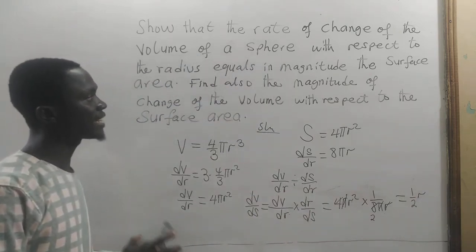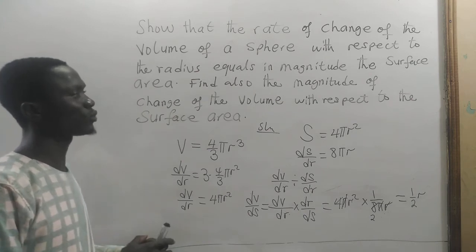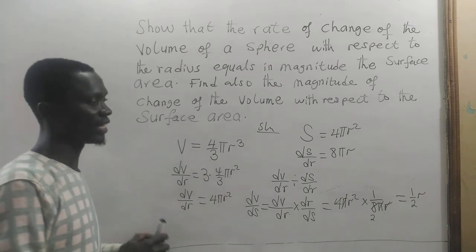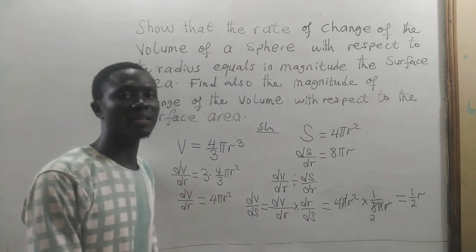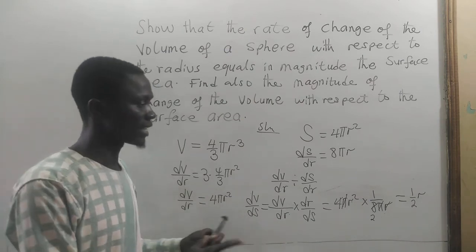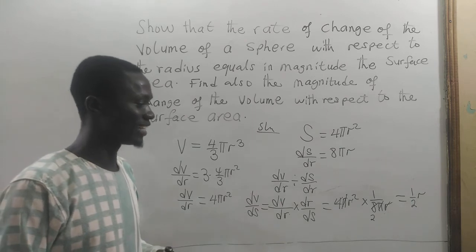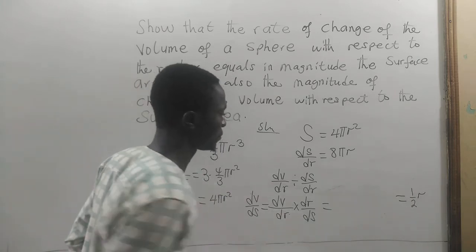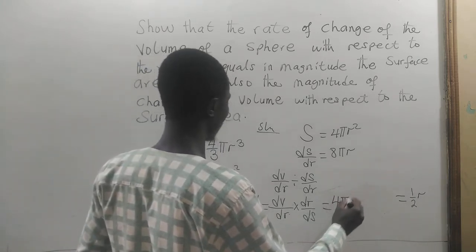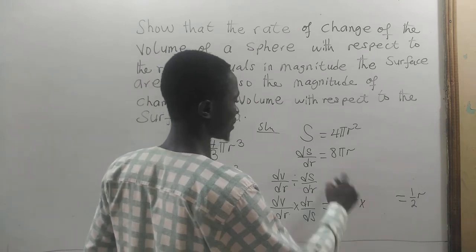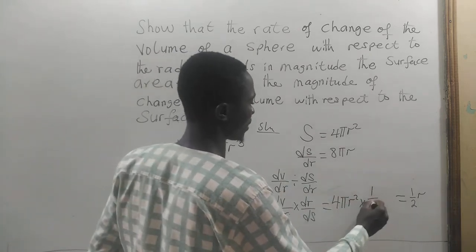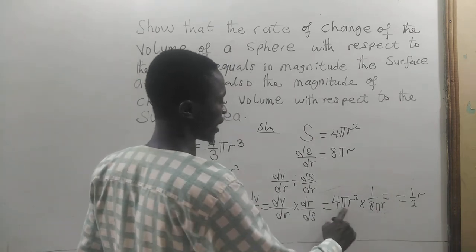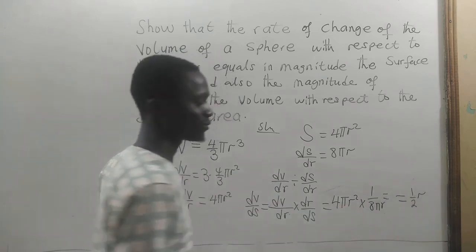So the magnitude of change of the volume with respect to the surface area of a sphere is half of the magnitude of the radius. It's half of the magnitude of the radius, as I've done here. I hope you've seen the cancellation clear. It is 4 pi r squared times, we turn this one upside down to get 1 divided by 8 pi r. So 4 will go into 8, 2. Pi will cancel pi, r will go into r squared, r.